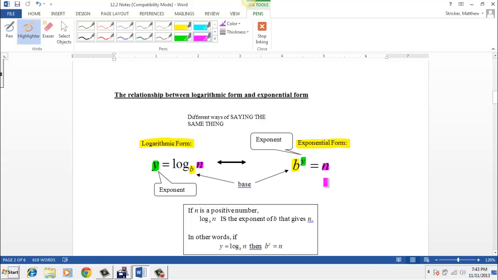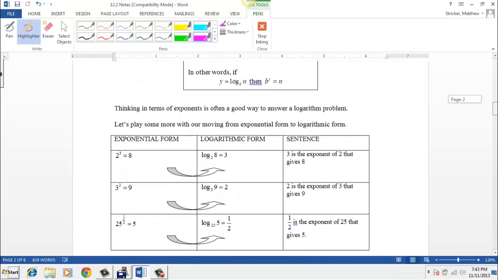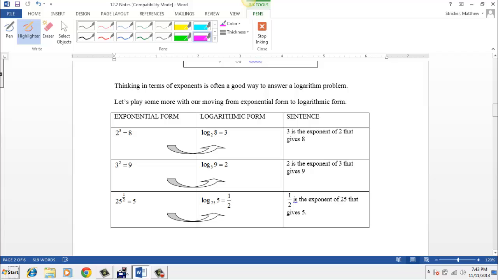Let me say that one more time. If we have a log base b, then the log gives the power y that we have to raise the base to get our number. That's the number that we're taking the log of. Sometimes it's easier to think of exponents in terms of log form, or log form in terms of exponential form, in order to solve problems. Let's take a look at switching back and forth between the two forms.